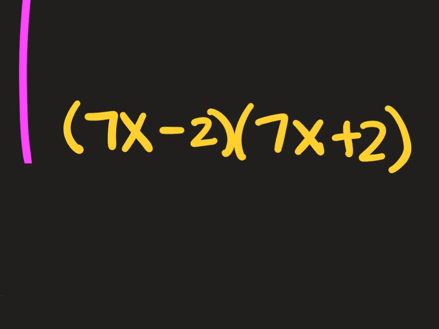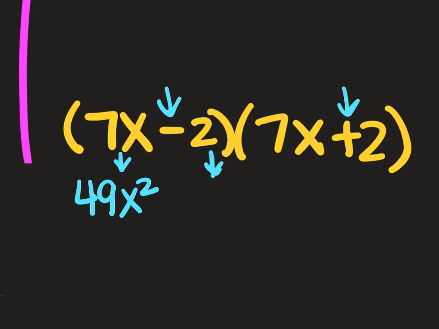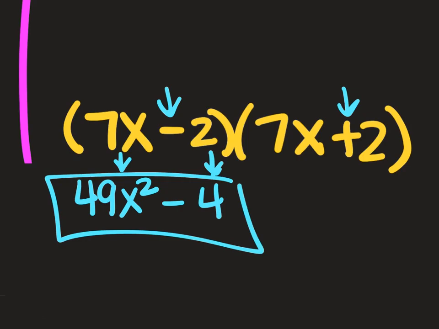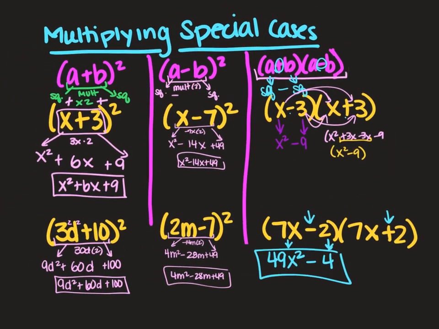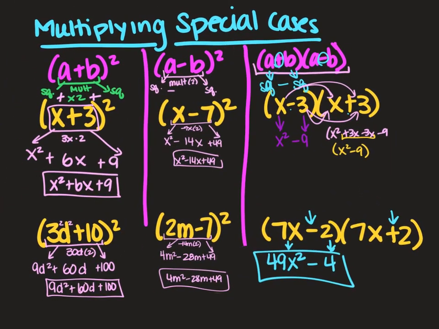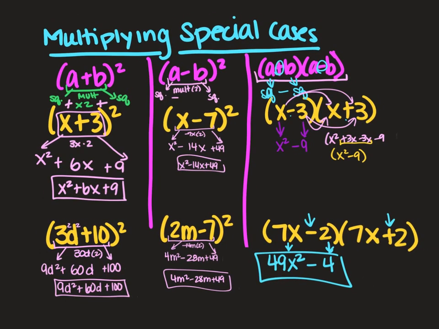All right, here we go. Conjugate. We know it's a conjugate because two same terms, separate. One has a positive, one has a negative. So that means that we can square the first, square the last, put a negative in the middle. 7x squared gives me 49x squared. Square the last, gives me a 4, put a negative in the middle. Done. These are nice because they're super quick. If you know the rules, they're super easy.